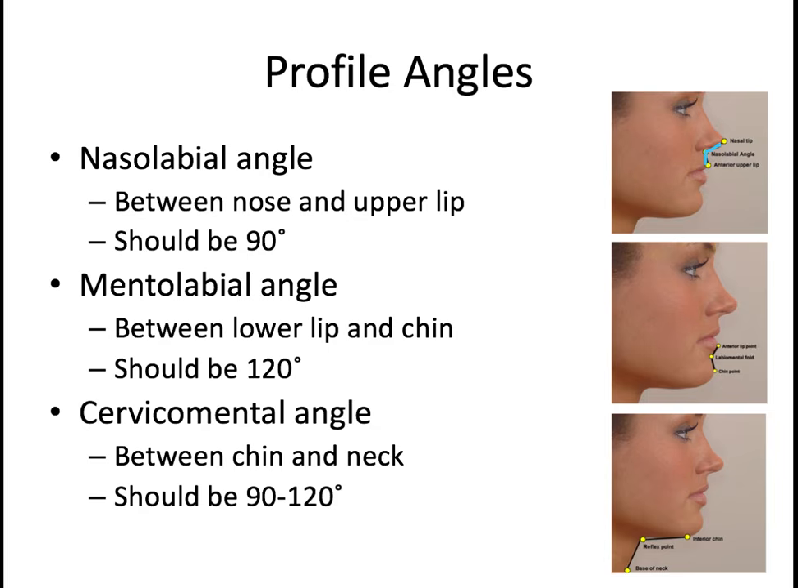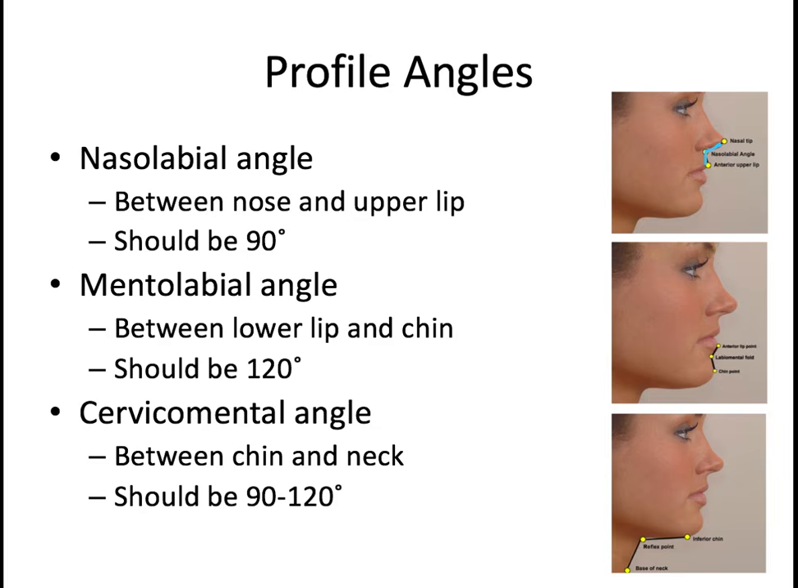Moving down, mentolabial angle is between the lower lip and the chin. So mento for chin, labial for lip. This should be around 120 degrees. This one's affected by lower incisor position and vertical height of the lower facial third. It's sometimes also called mentolabial fold or mentolabial sulcus.